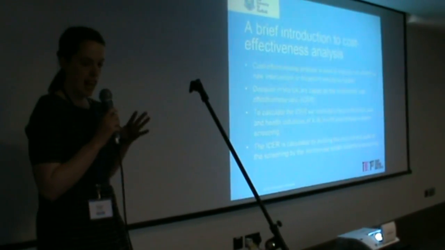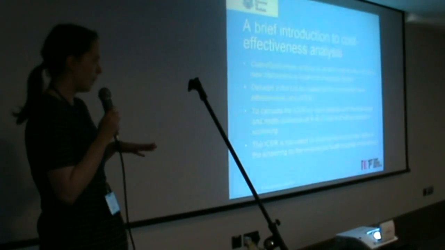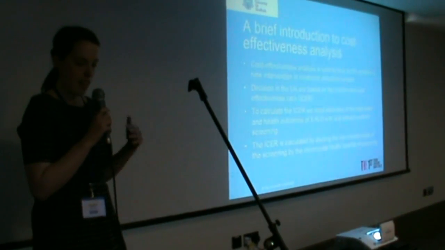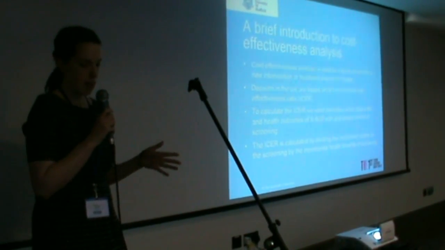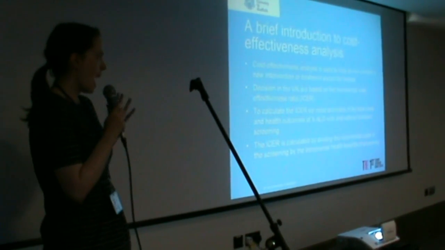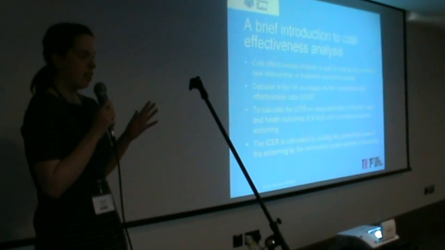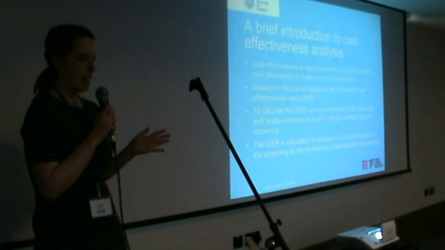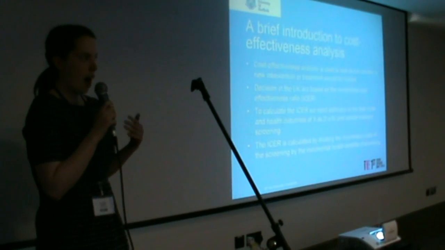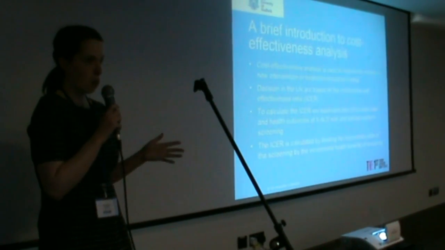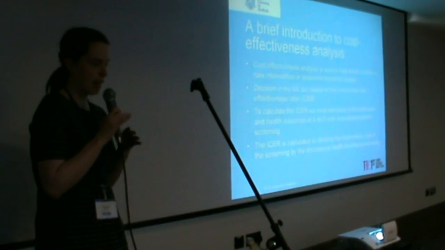To calculate the ICER, you need to estimate the total costs and health outcomes of adrenal leukodystrophy with and without newborn screening. Then the ICER is calculated by dividing the incremental costs of the screening by the incremental health benefits of the screening. We measure health benefits using the quality adjusted life year, or the QALY. The aim of the QALY is to measure both quantity and quality of life. A year in full perfect health equals 1 QALY, and 6 months in perfect health equals 0.5 QALYs, but a full year in a not very good health state would also equal 0.5 QALYs.